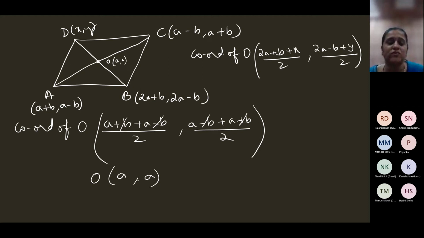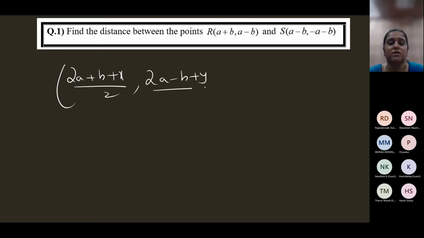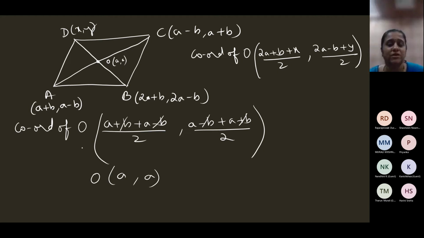But we already know that the coordinates of O is equal to A, comma A. We know that 2A plus B plus X by 2, comma, 2A minus B plus Y by 2. Okay, so these are the coordinates of O. But we know that it's already A, comma A. We already found the coordinates of O using AC, and here we are finding the coordinates of O using BD. Both will be the same. This is the same as A comma A.